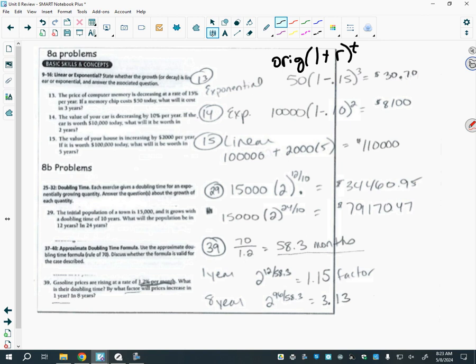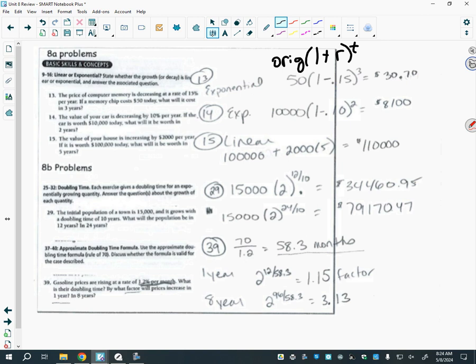So on number 13, the rate is decreasing at 15%. So find the new amount in 3 years. So I got $30.70. On 14, also decreasing by 10%. So again, that's how I know it's exponential. So I got 8,100 as my answer. But 15, if it's going up by 2,000 per year, every year it's 2,000. So that's what makes it linear.